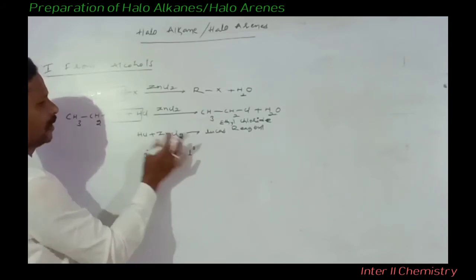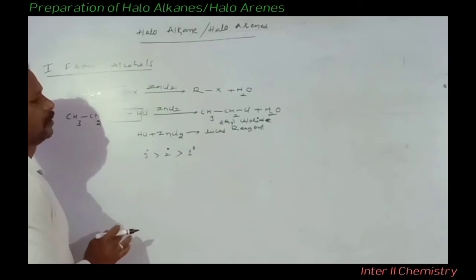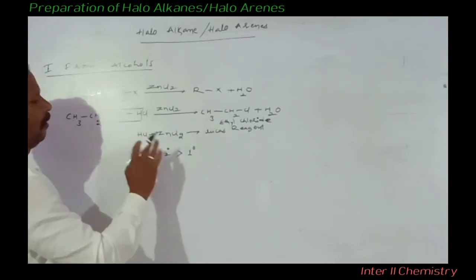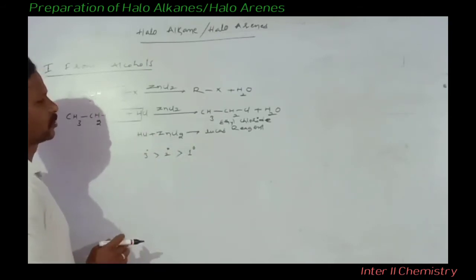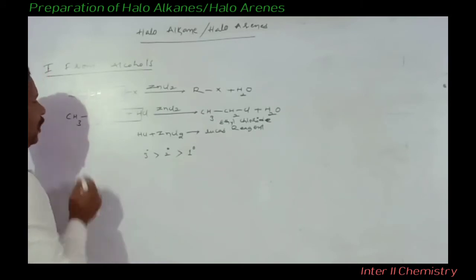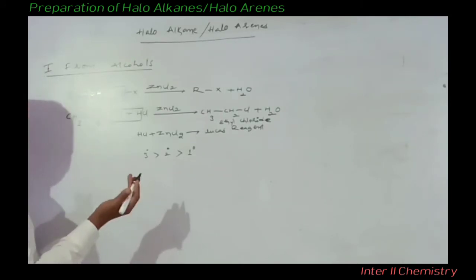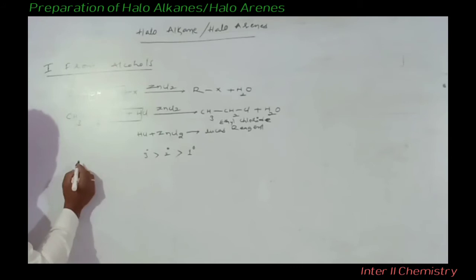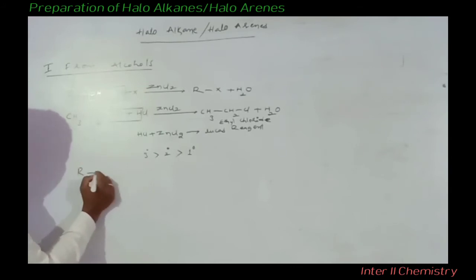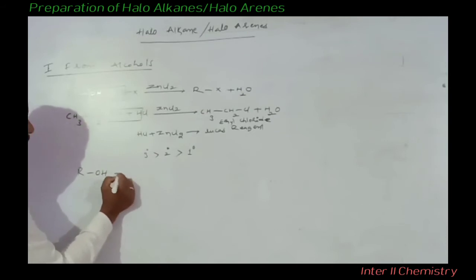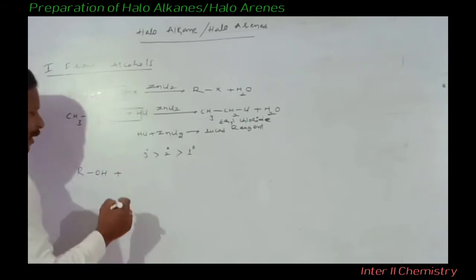Anhydrous HCl and anhydrous ZnCl2 is called the Lucas reagent. Similarly, another method is also there: alcohols reacting with a sodium halide.